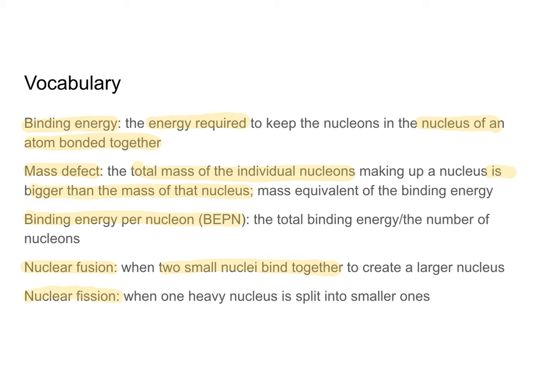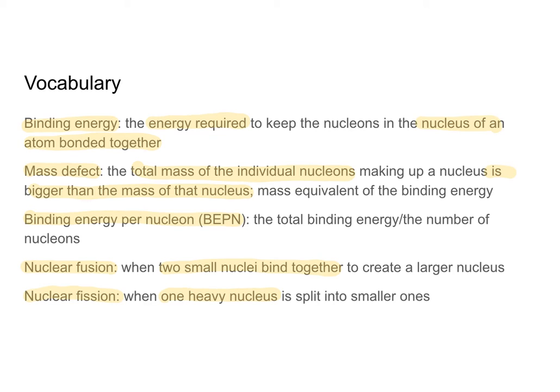Our final vocab word is nuclear fission. This is one that you've likely had a lot of experience with, and this is probably what you're most used to thinking about when you think about nuclear reactions. And in nuclear fission, one heavy nucleus is split into smaller ones. A good example of this is uranium-238 decaying into thorium and an alpha particle.